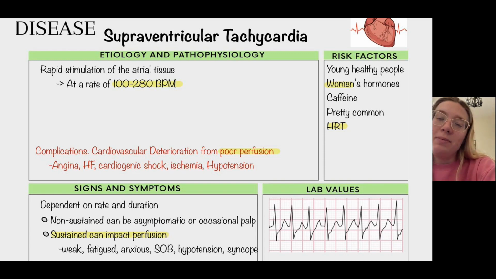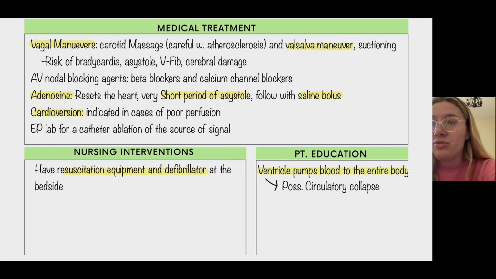So again, if this becomes sustained, it can severely impact perfusion. These patients will be weak, fatigued, anxious, short of breath, with possible syncope. We see this a lot in young, healthy people. We also see it a lot with excessive caffeine consumption, hormone replacement therapy, etc. So recognizing this as a piece of SVT, we can tell the heart rate is 280. So what do we do if my heart rate's 280?